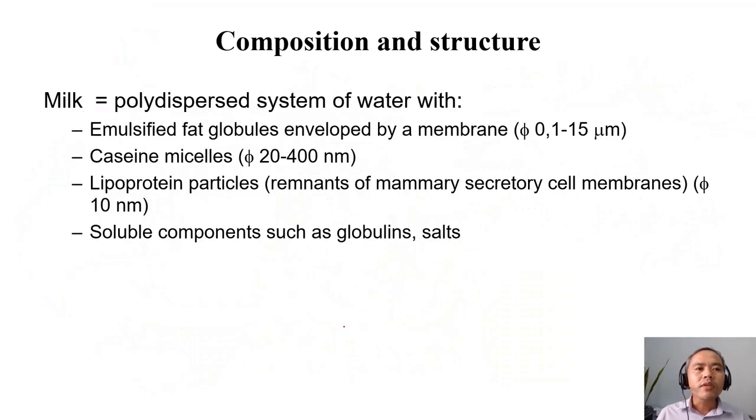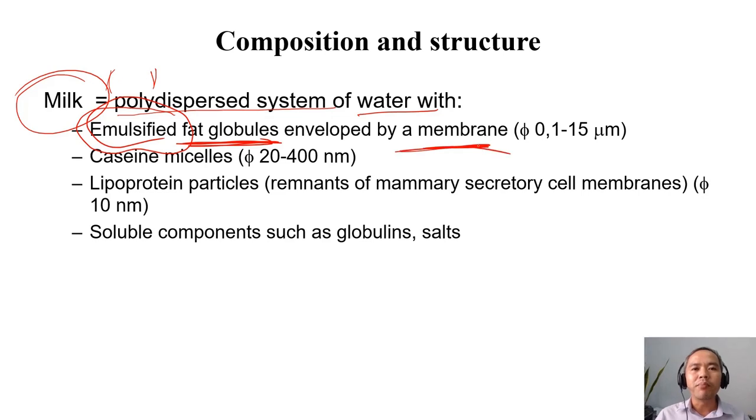Okay. So what is milk? Milk is a dispersing system, but more accurately, a polydispersed system. Why poly? Because there are different particles inside, not only one kind of particle. A dispersed system of water with what? With fat globules. These have already been emulsified by the MFGM, enveloped by the milk fat globule membrane. And the size of fat globules ranges from 0.1 to 15 micrometer. You also need to remember this for the exam. This is the size of fat globules.